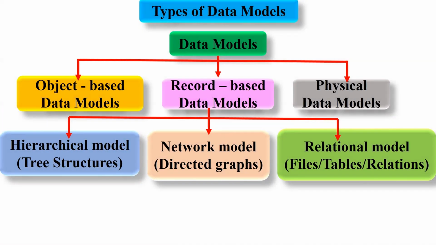Let's discuss the types or classification of data models. Data models are classified as object-based data models, record-based data models, and physical data models. Record-based data models are classified into hierarchical model, tree structures, network model, directed graphs, and relational model, files or tables or relations. Let's see the record-based data models one by one.